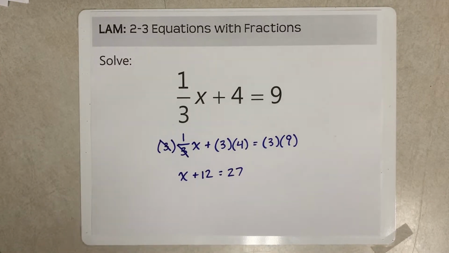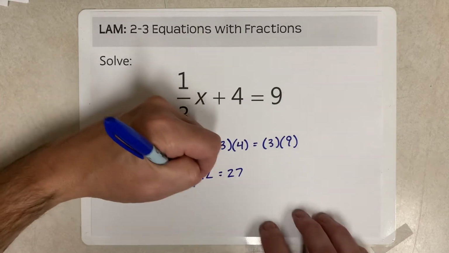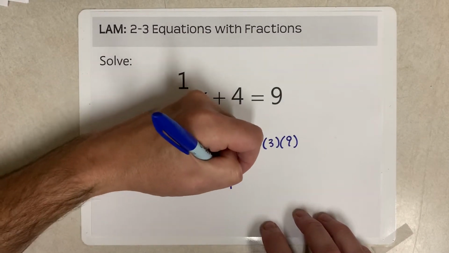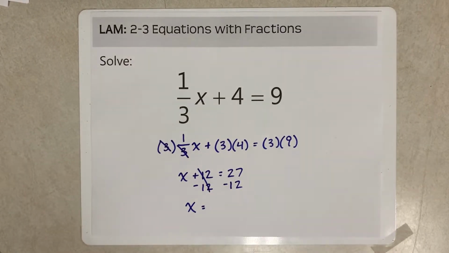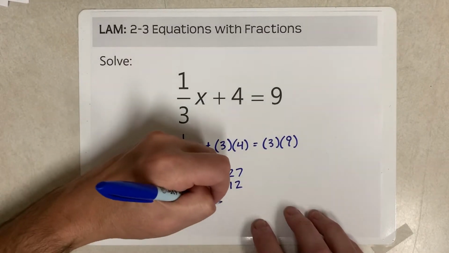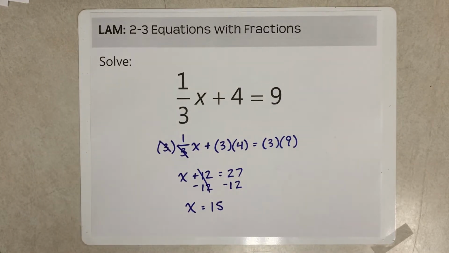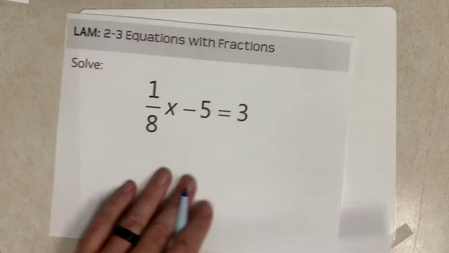The only thing I really need to do is subtract 12 on both sides. So minus 12, and bring down my x equals, and 27 take away 12 should be 15. So it's a very easy way to get rid of fractions if you just don't like them and you want to avoid fractions. Here's another one.